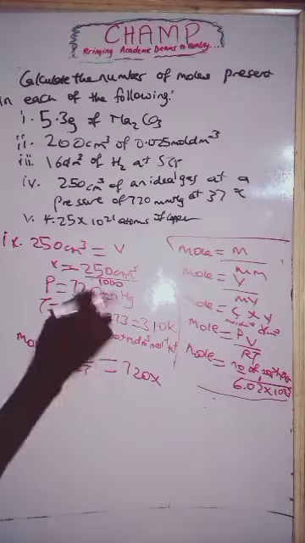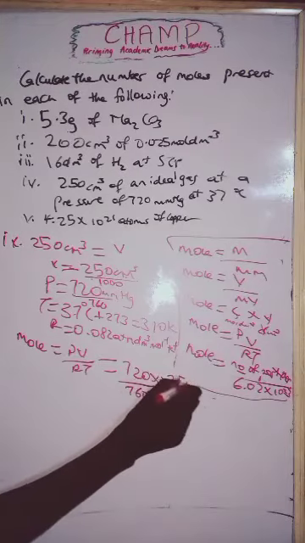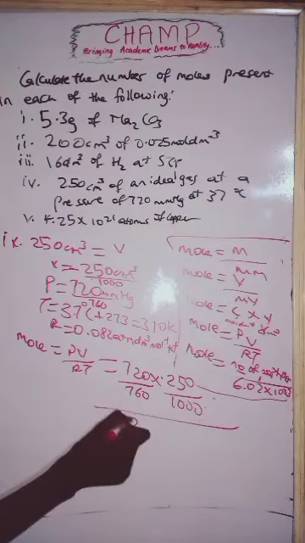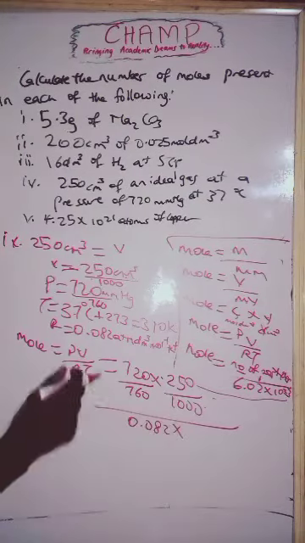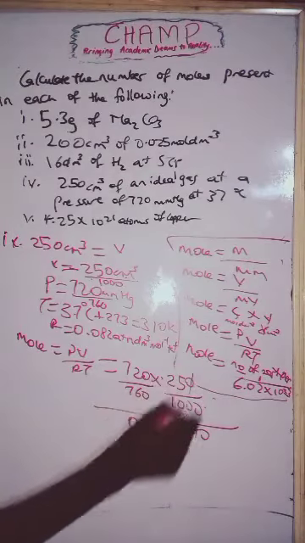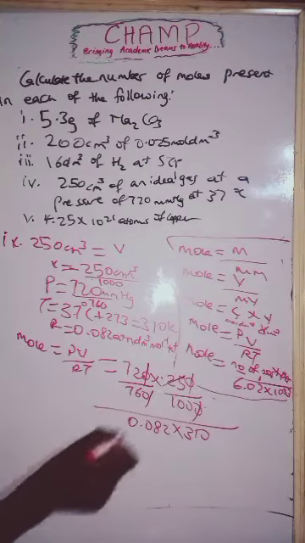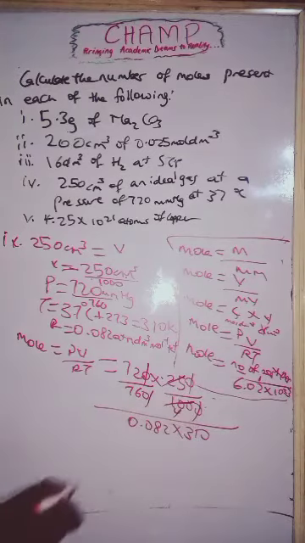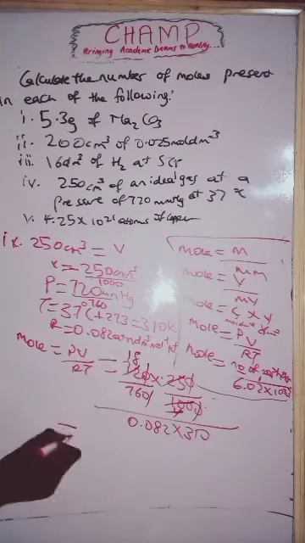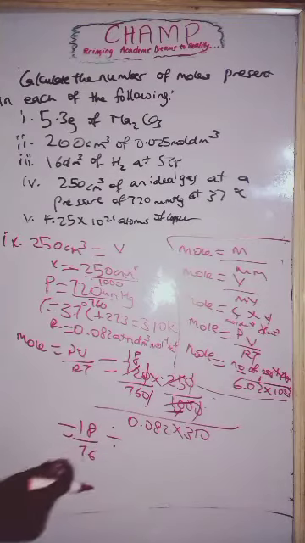So what's your pressure now? 720 over 760 times, what's your volume? 250 over 1000 divided by, what's your R? 0.082 times, what's the temperature? 310. So you can just cancel logically. This one we cancel this one. 25 in 100 will give you 4. Then 4 in 72 should give you 18. So you have 18 over 76 divided by, what should this one give you?